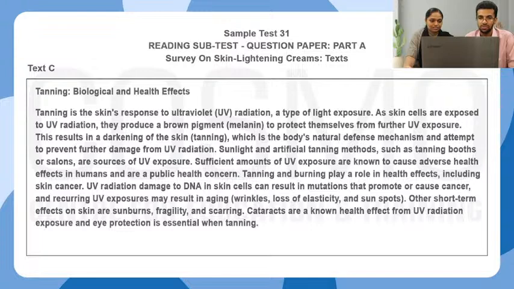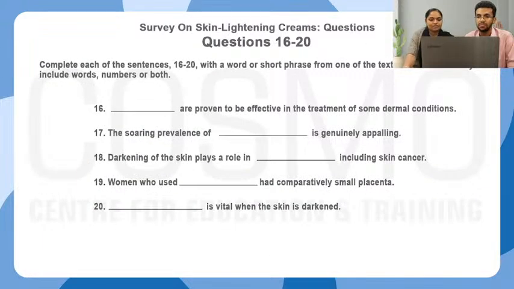Okay, now let's move to the next question. Women who used dash had comparatively small placenta. Question number 19. I think you can quickly identify the text in which this information can be found. Can you tell us in which text this information can be found?